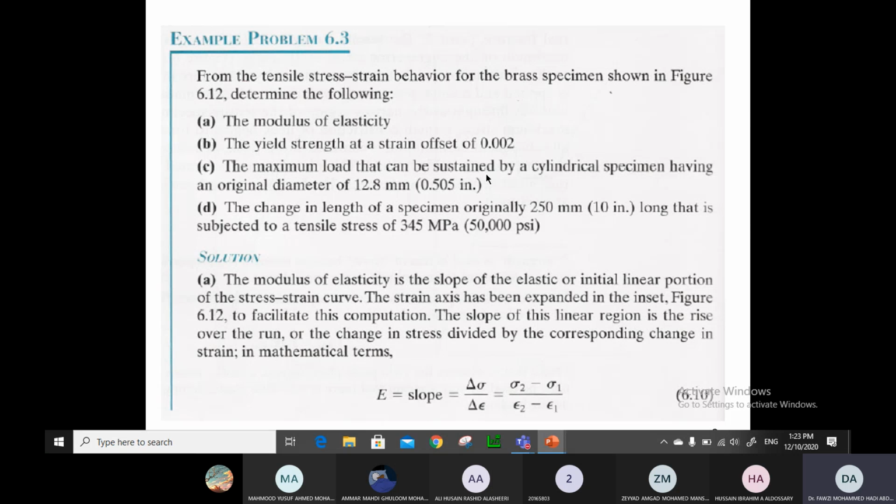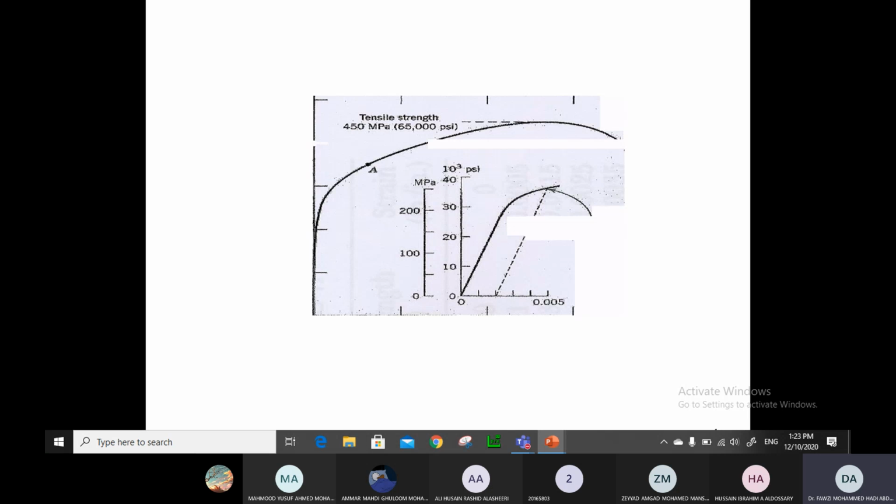The maximum load that can be sustained with a cylindrical specimen of original diameter this much. The change in the length of the specimen originally this much long, that is subjected to a tensile stress of that much. So let us look at the figure. If we look at the figure, of course this sub-figure which is given here is part of the figure in order to show the elastic deformation more.